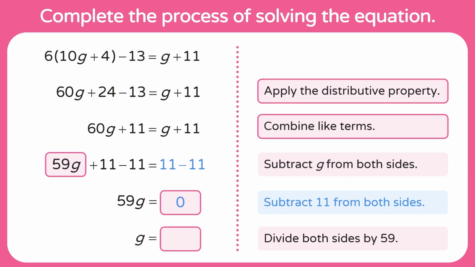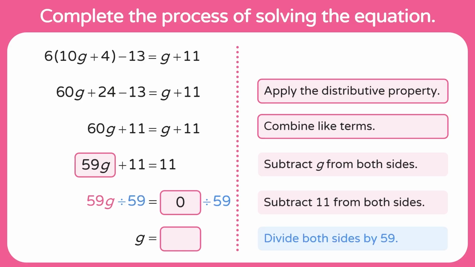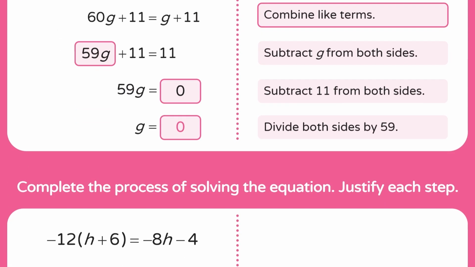We're almost there. To isolate g, we need to undo the multiplication. The opposite of multiplying by 59 is dividing by 59. When we divide each side by 59, we find that g equals 0. So, we'll put 0 in this last blank, and that means we've solved the equation. G equals 0. Let's try one more.